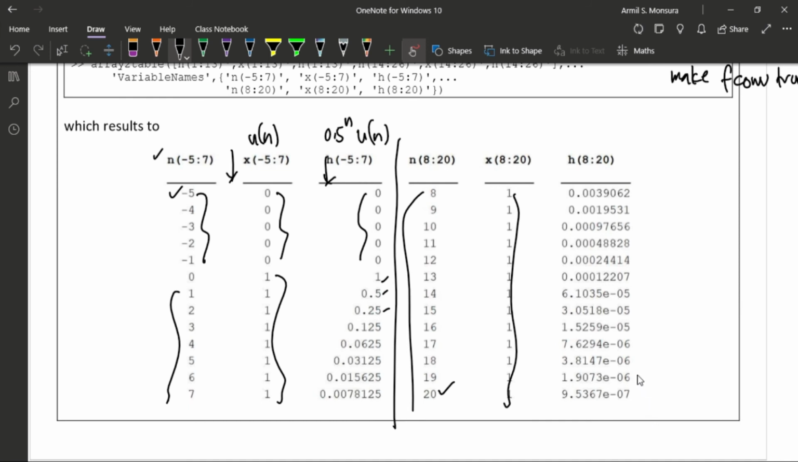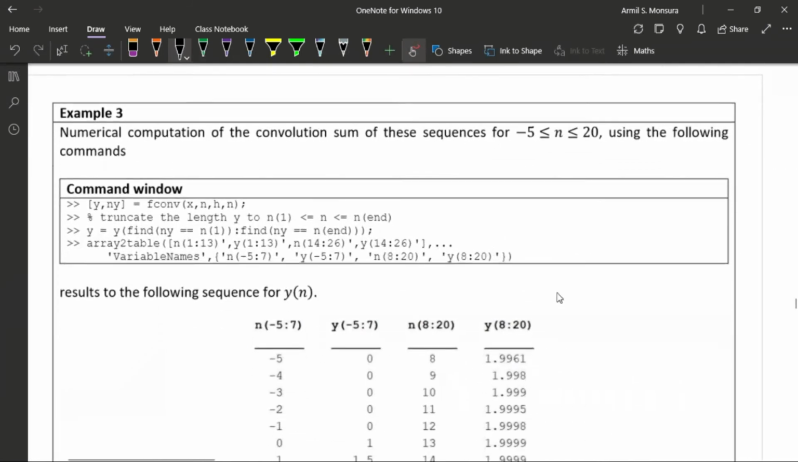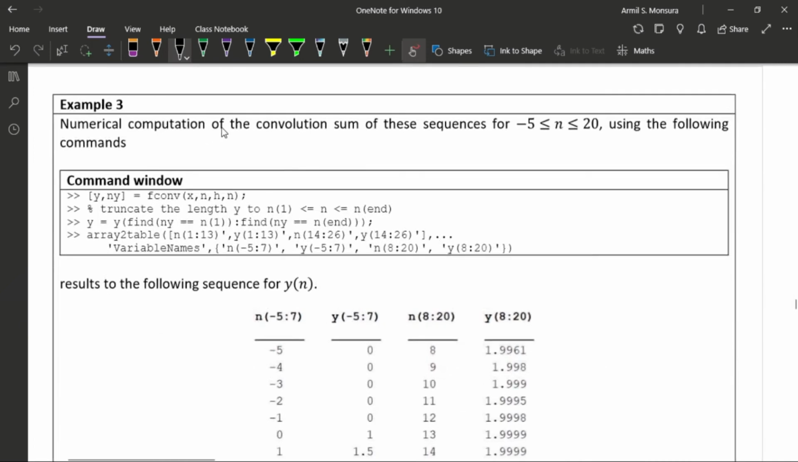Okay? So, now, we now compute the numerical convolutions. We now do the numerical computation of the convolution sum for n from negative 5 to 20. So, ito na yung commands. No? So, again, we are using common time indices for your x and h.